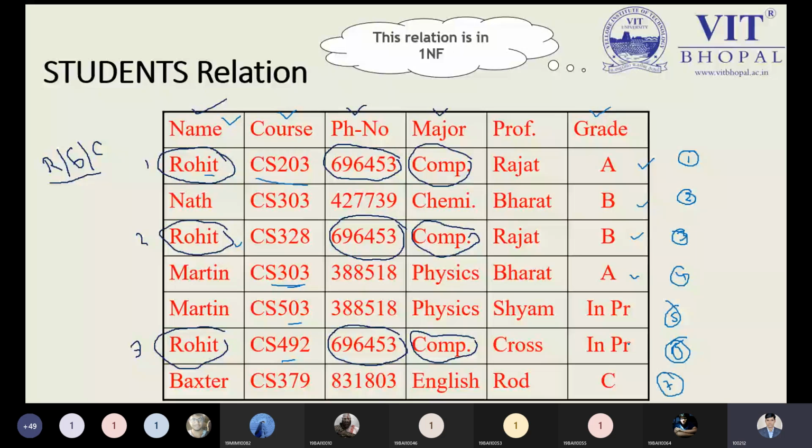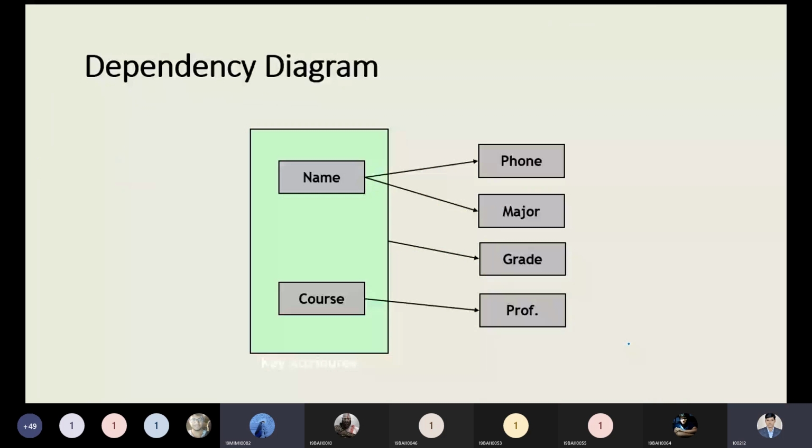Now you can note down an important point. Course depends on the name, and grade depends on the name. Can we say grade depends on the name? Yes, sir. No, no. Grade depends on the name and course. If you need to find the grade of any student, you need the name. Grade is not a single thing which can depend on the name only.